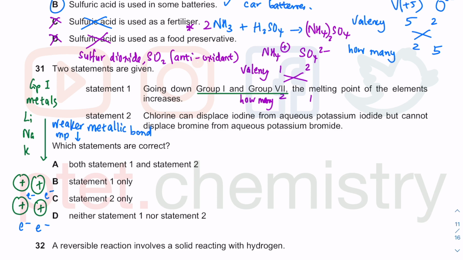So melting point increases is not true. So 1 is definitely not true because they're looking for the correct statement. 1 is definitely not true. A and B are out already.